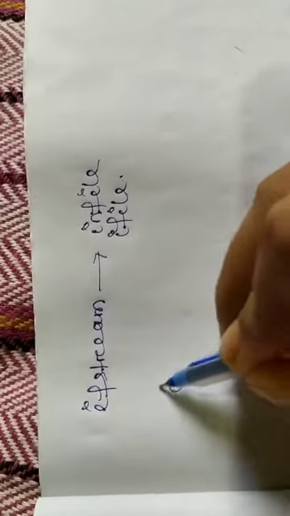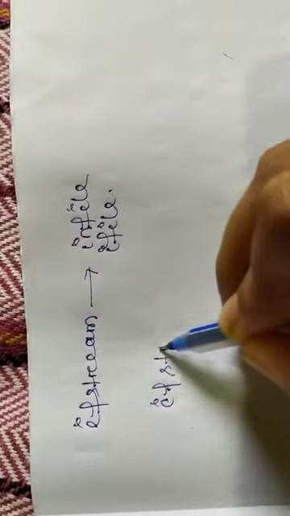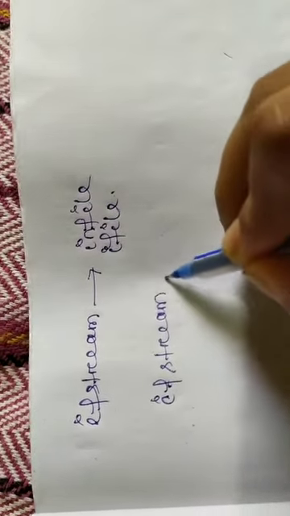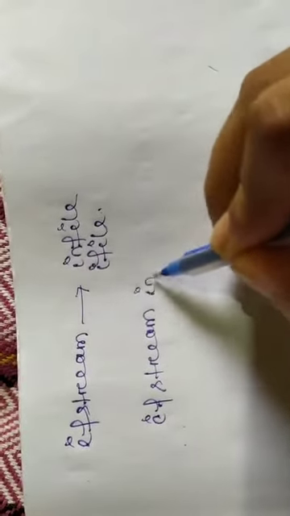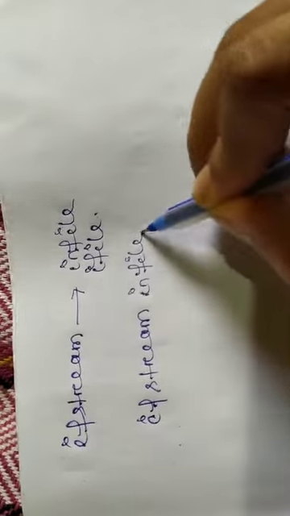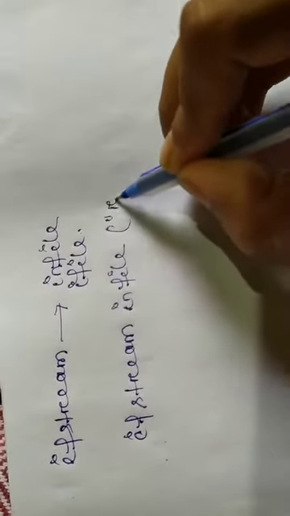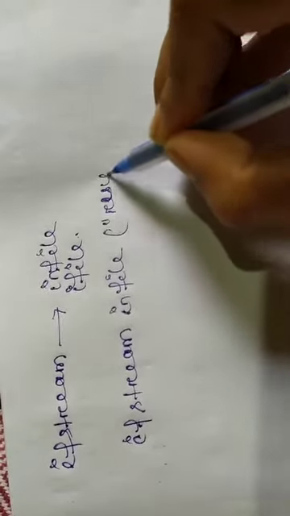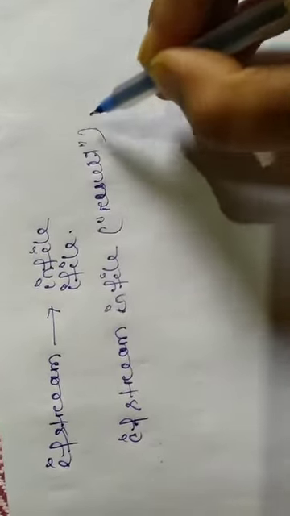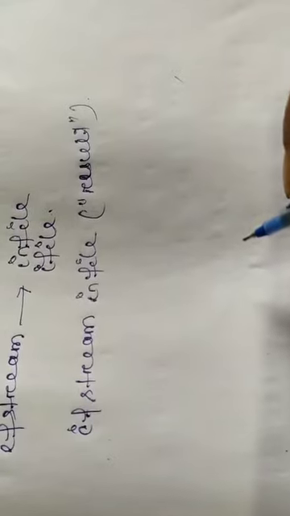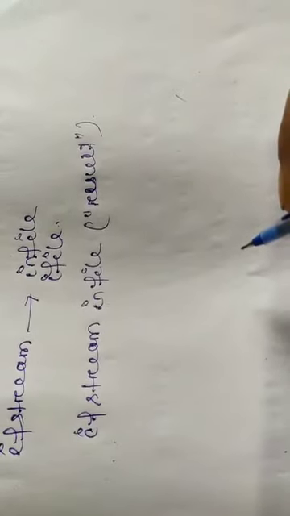Okay, so to input a file you can write like this: ifstream, sorry, no, dot infile. Then you can write into the result file, like this. So it is for input only and that is for output.